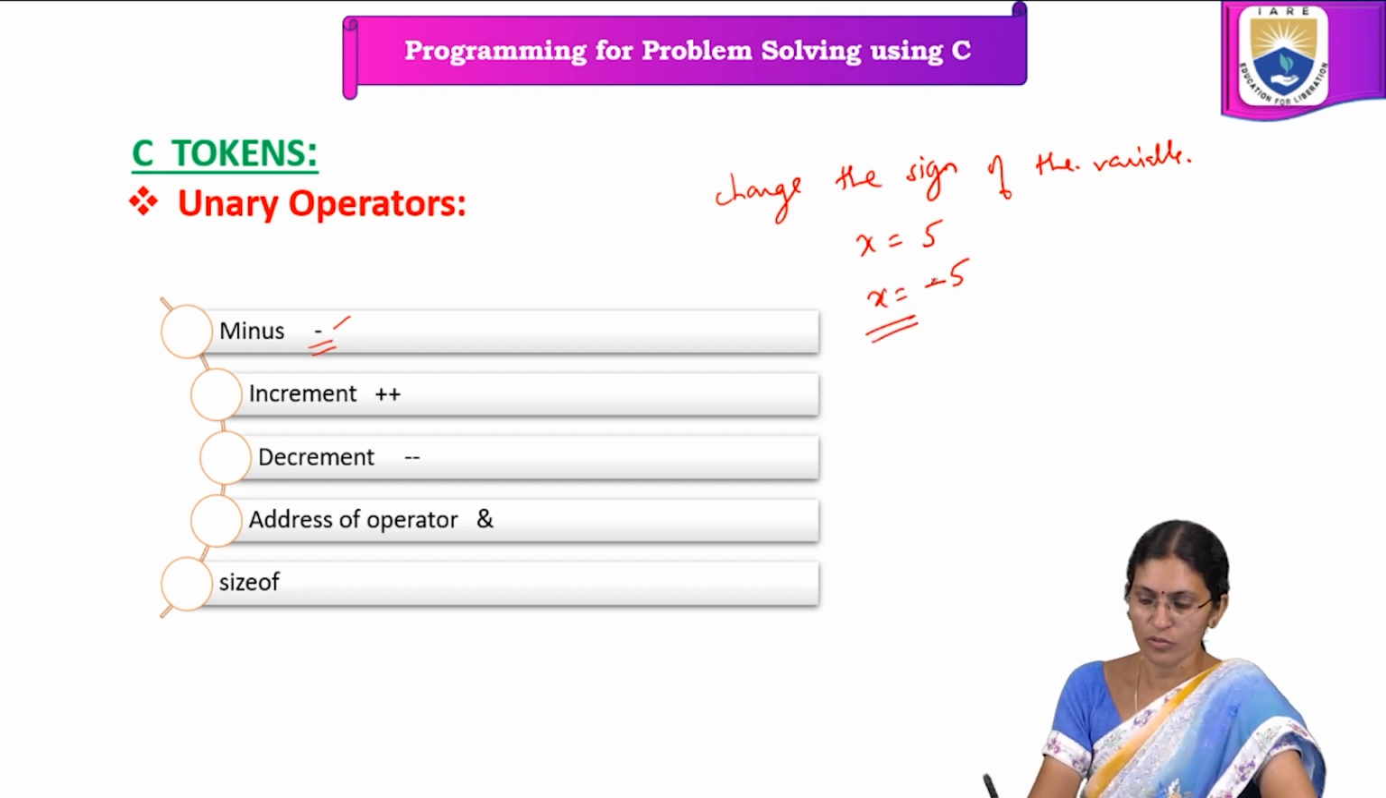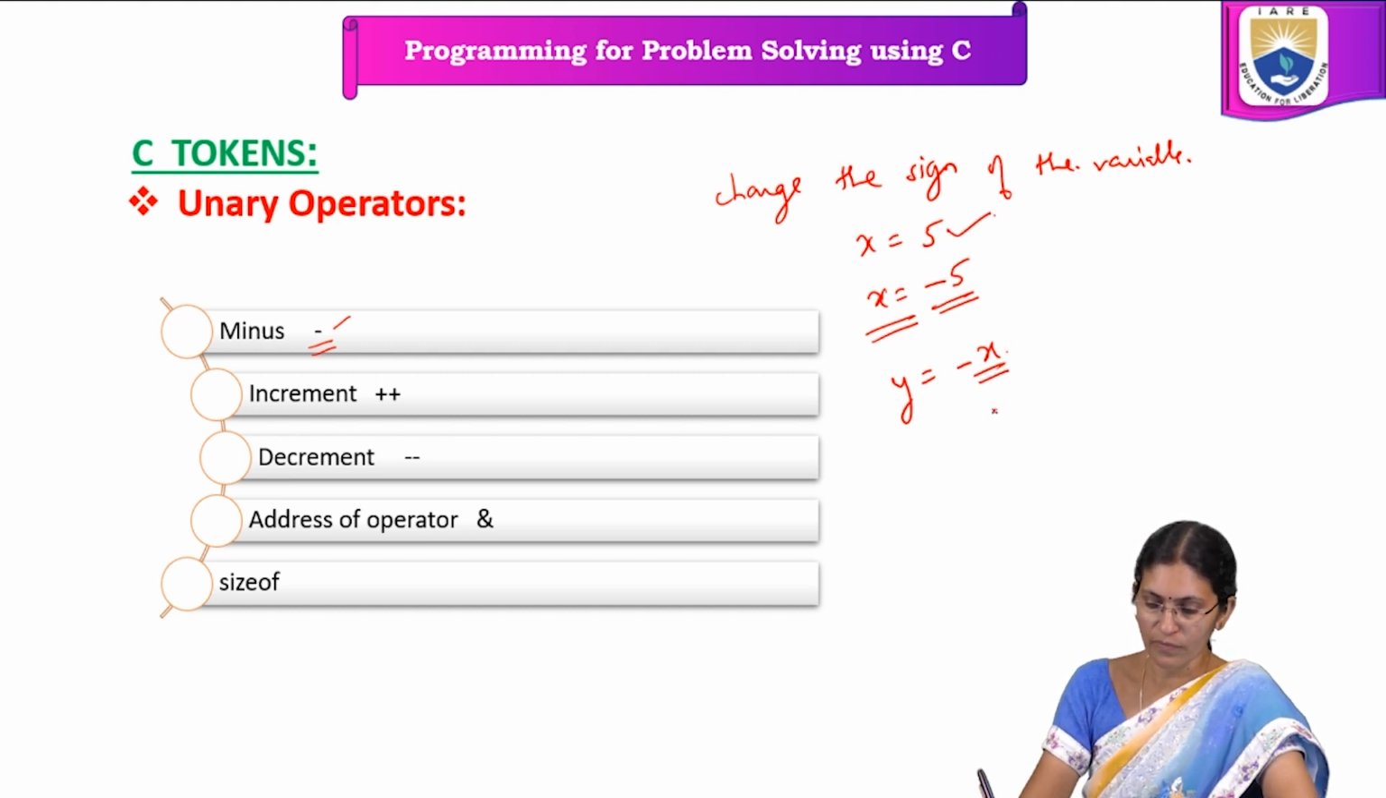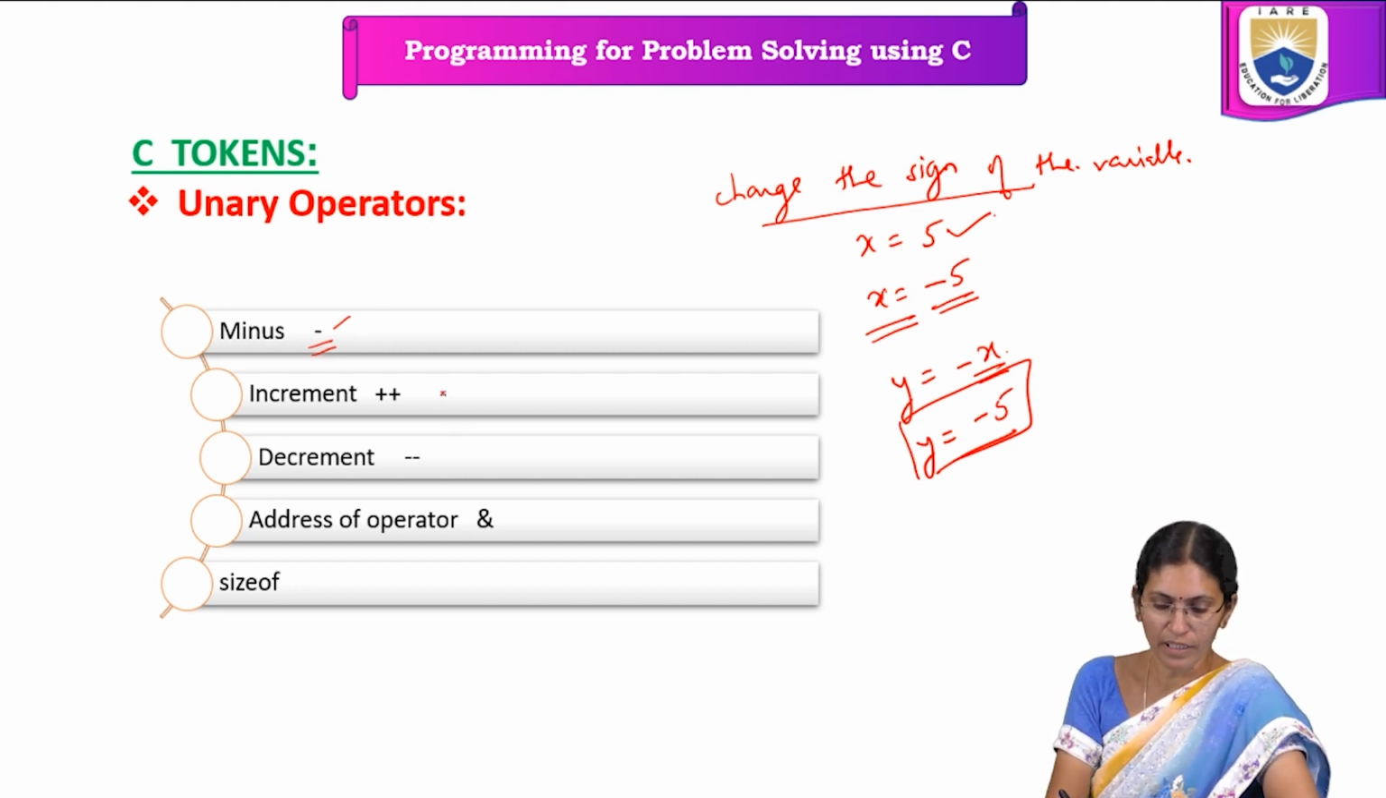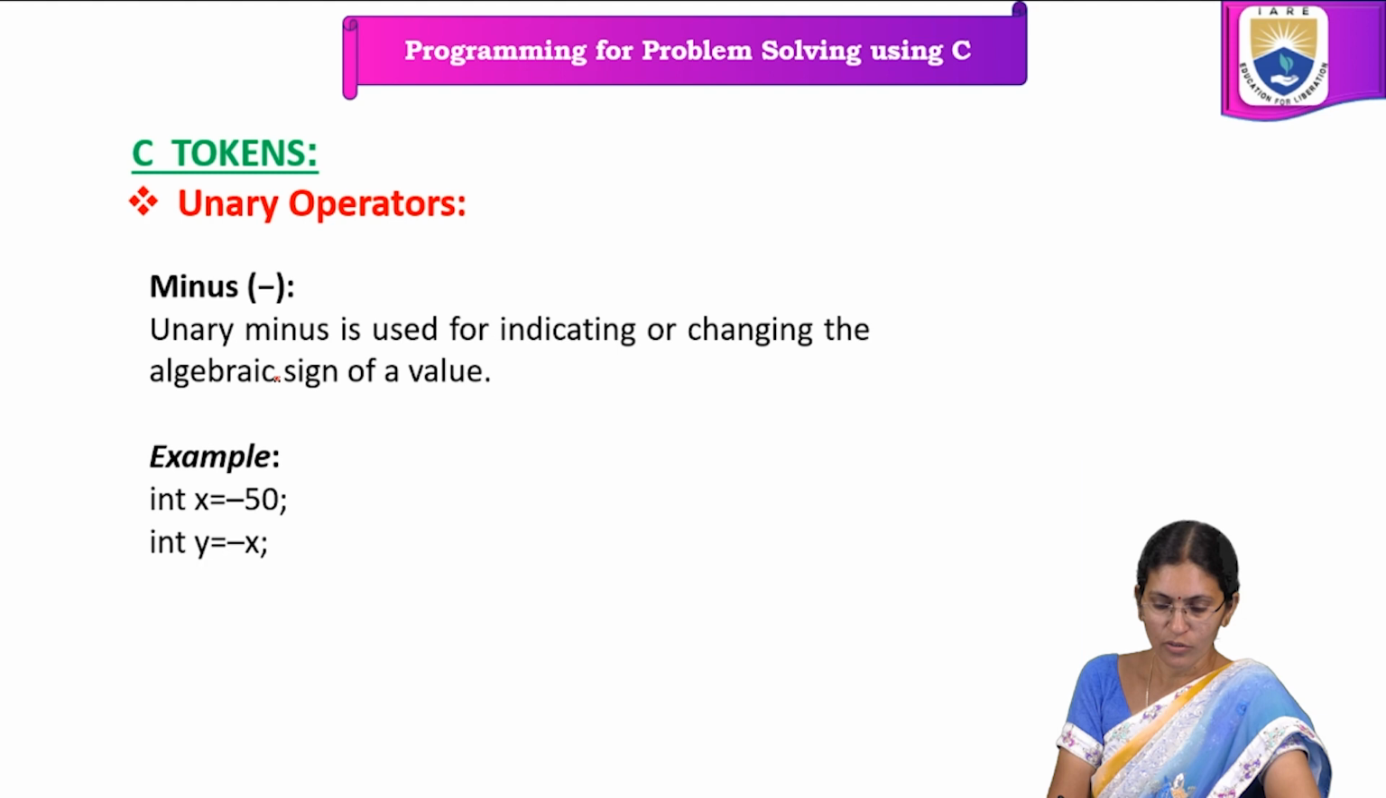In other words, if you assign y is equal to minus x, where the value of x is 5, then the value of y is minus 5. In this way you can make use of the unary minus operator. Next are the increment and decrement operators, the address of operator, and the sizeof operator. First, unary minus is used for indicating or changing the algebraic sign of a variable.